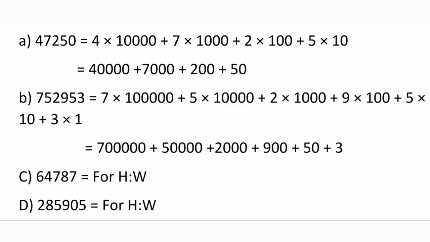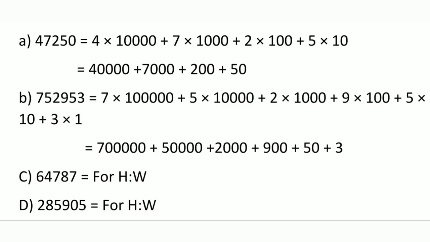752,953, which can be read as 7,52,953. Now if you look closely, 7 is on the lakhs place. So first of all we multiply 7 with 1 lakh, plus 5 into 10,000 as it is on the 10,000 place, plus 2 into 1000 as 2 is on the 1000 place, plus 9 into 100 as it is on the 100 place, plus 5 into 10 as it is on the tens place, plus 3 into 1 as 3 is on the ones place.